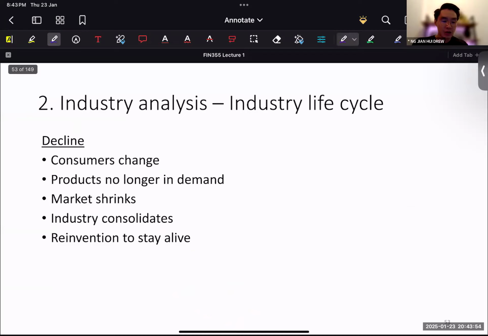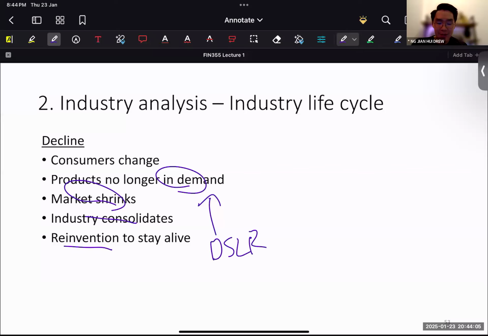In a decline stage, the product's no longer in demand anymore. Market shrinks, industry consolidates, it reinvents itself to stay alive, right? So a good example is your DSLR cameras. So how many of you actually had DSLR cameras, you know, mirrorless? Okay, mirrorless is already quite more advanced, right? But any of you have the traditional DSLR camera? Because unless you are a professional photographer, you probably will never buy a DSLR camera nowadays, right? Your phone is good enough, right? Yeah, some of you are not even familiar with a DSLR camera.